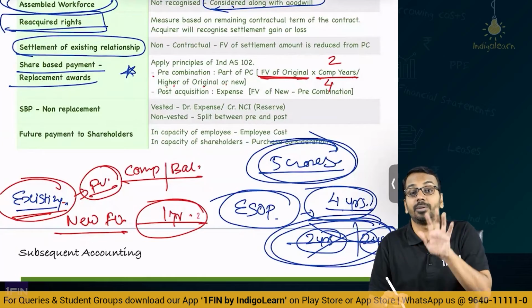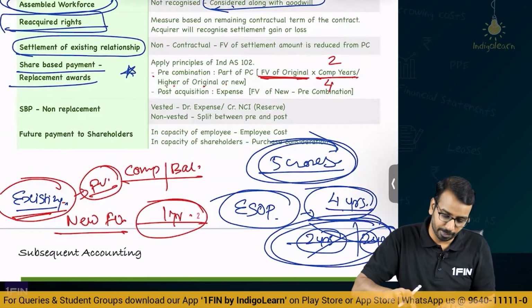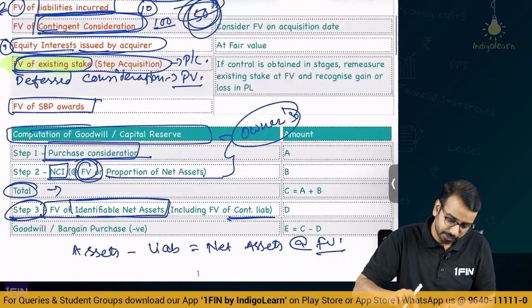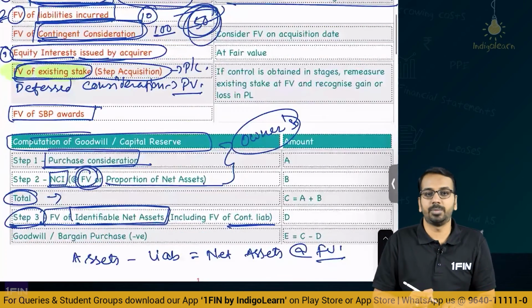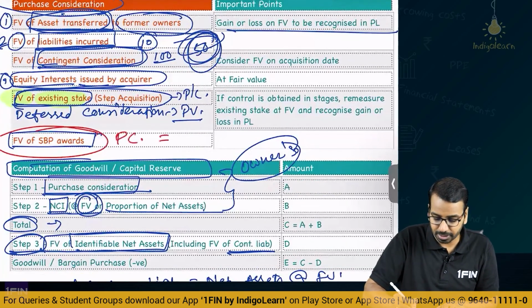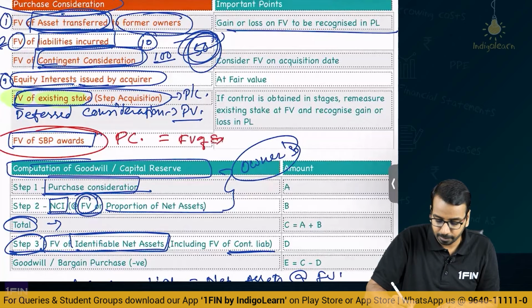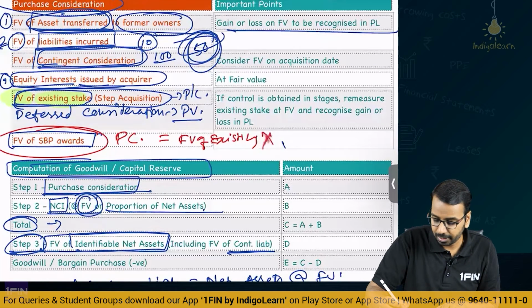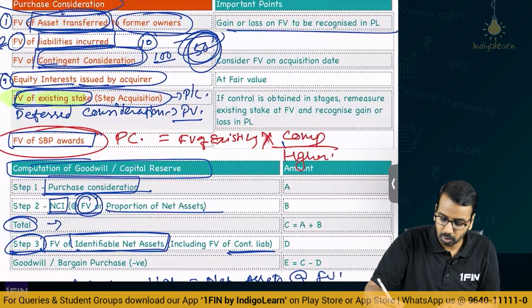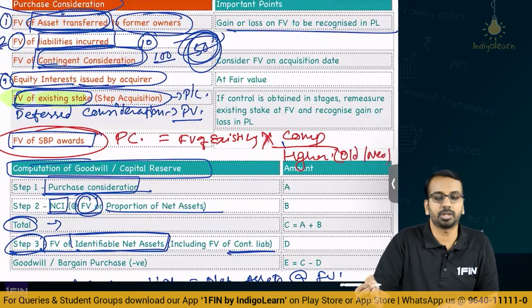This is the pre-acquisition portion, which will be a part of your purchase consideration. If you remember, we had said that there is a fair value of SBP awards. So, the part of purchase consideration is the fair value of existing award multiplied by completed years divided by the higher of old term versus new term.